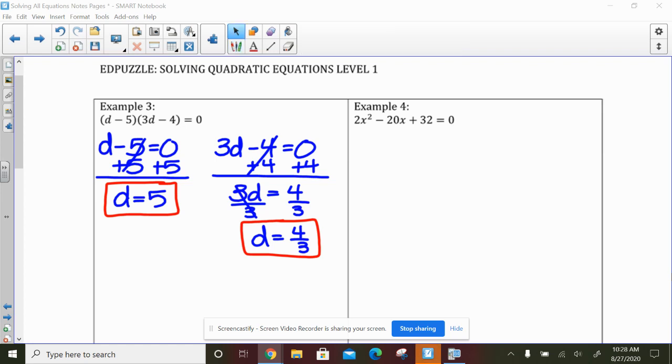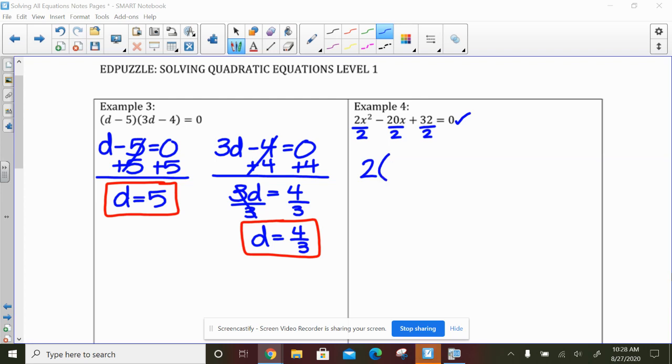Okay, so looking at the next example. So it is not factored, and hopefully you notice it is a trinomial. So the first thing I want to do is make sure it's equal to 0. Okay, it is equal to 0. Now I want to check for a GCF. Can I divide all 3 numbers by the same number? Okay, and I can do a 2. So my GCF here is 2. So I'm going to write the 2 on the outside.